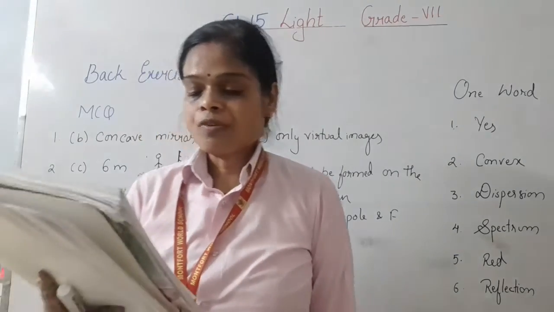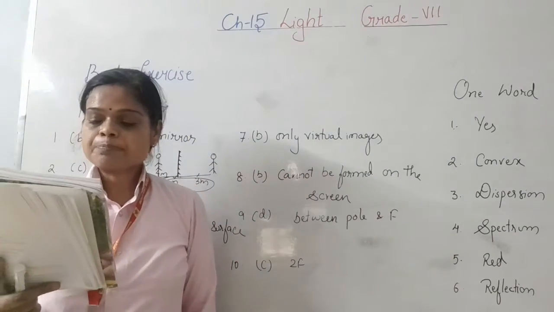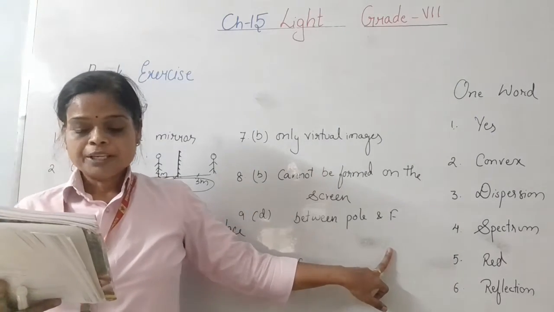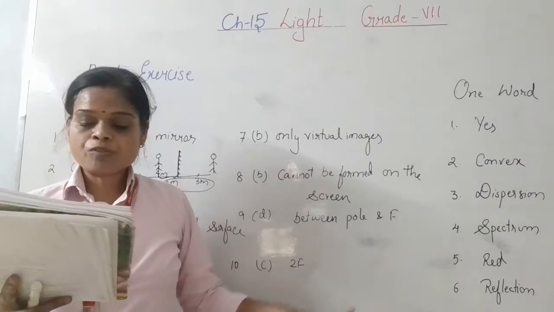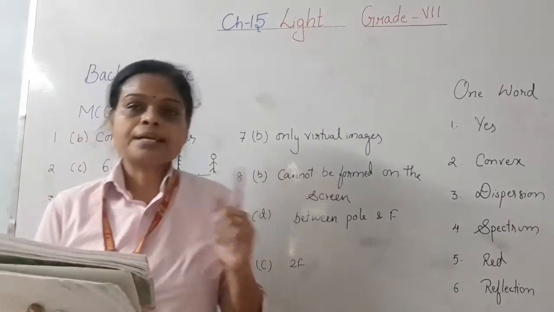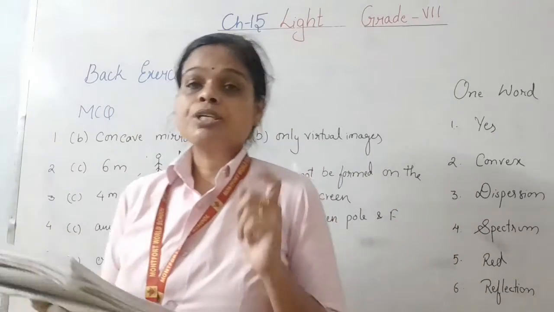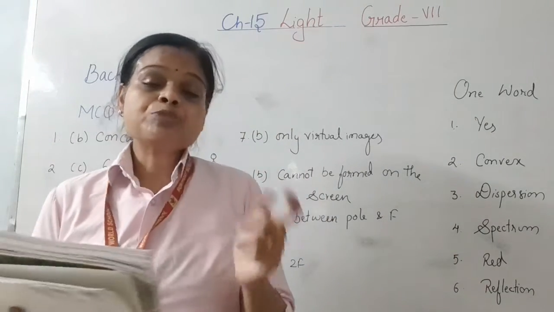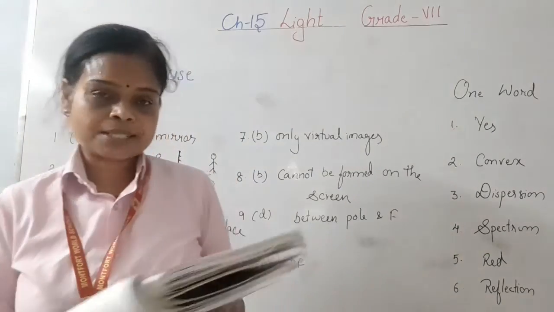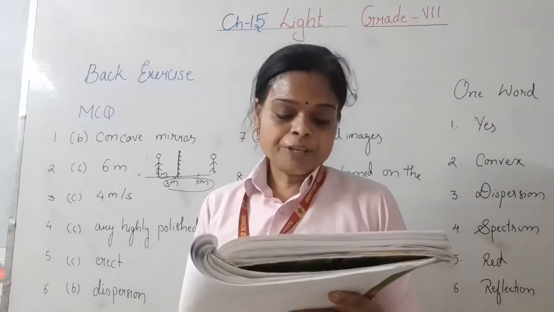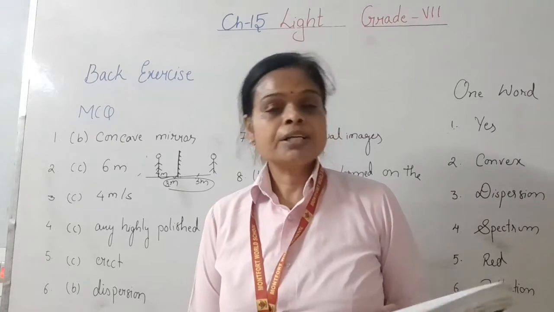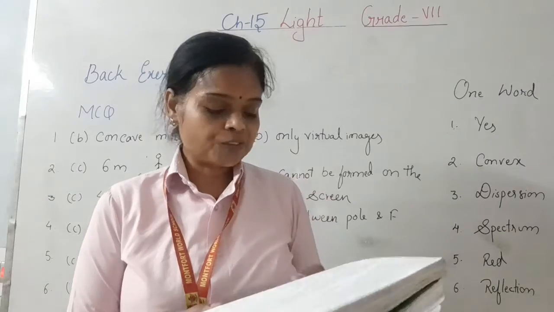A convex lens forms a virtual image when the object is placed between the pole and F. If a convex lens forms an image of equal size, then the object should be placed at 2F. When the object and image are both of equal size, it is only when the object is placed at 2F. Next, one word. The image formed by a plane mirror is exactly the same size as the object. Yes, it is the same size as the object.